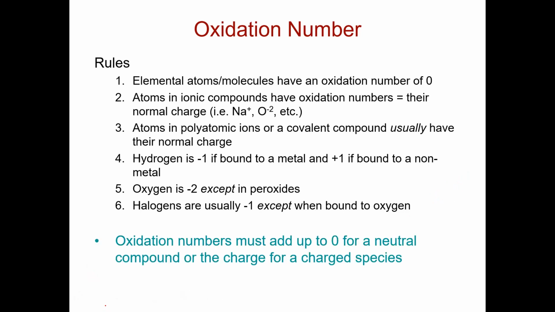So the other thing to remember is that oxidation numbers must add up to 0 for a neutral compound, or the charge on a charged species. So if it's a neutral compound, it's going to have to be 0. If it's something like this, then the charges have to add up to -1 because this compound has a -1 charge. So be careful about that. Remember that if something is charged, you have to make the charges add up to the charge on the compound. If there is no charge, then it needs to add up to 0.